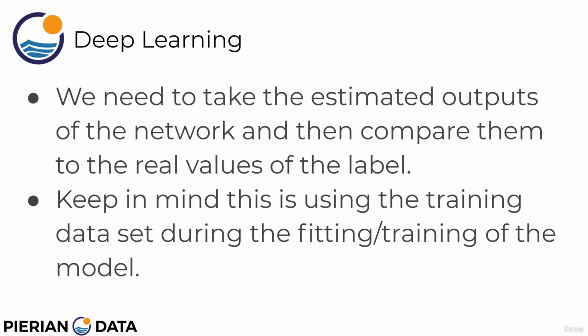What we need to do is take the estimated outputs of the network and then compare them to the real values of the label. And keep in mind, what I'm referring to right now is happening during the training or fitting portion of the supervised learning process. So right now we're using just the training data set. That way we can go back and update our weights and biases. During the test set, we're not updating weights and biases. Instead, we're just evaluating overall on the entire data set how our neural network performs. Right now, we're doing these small evaluations on these training batches in order to then go back and update weights and biases in our network. So keep that in mind.